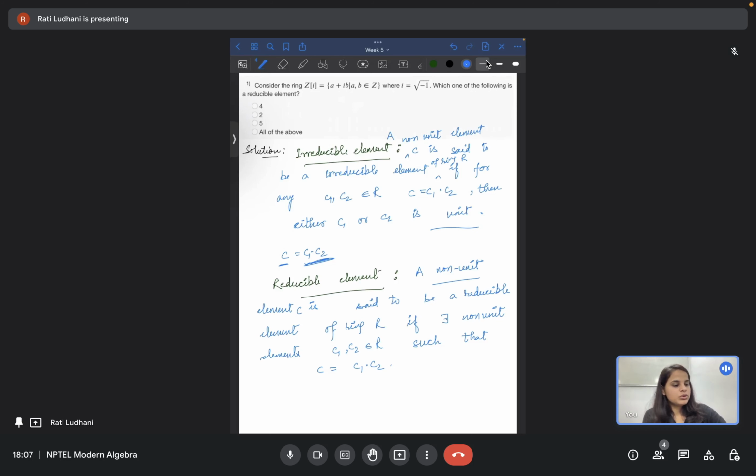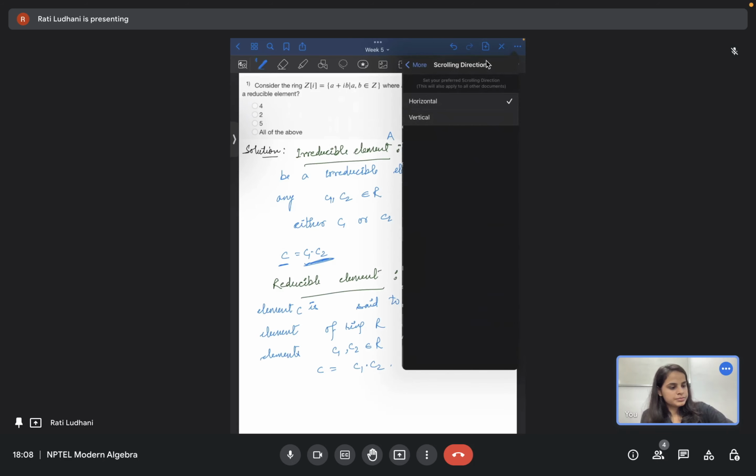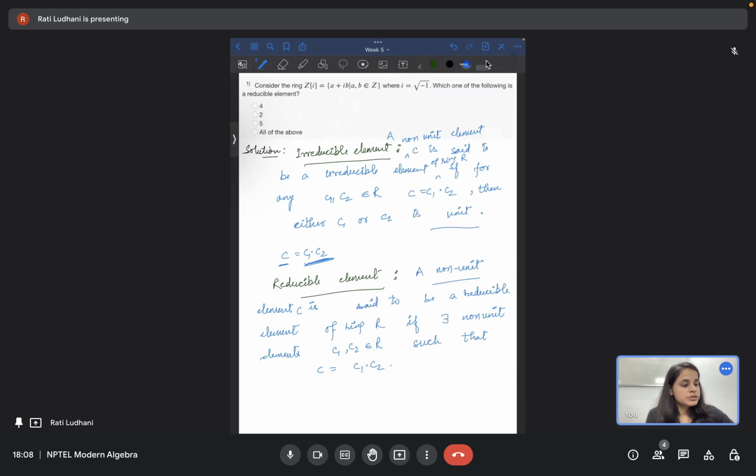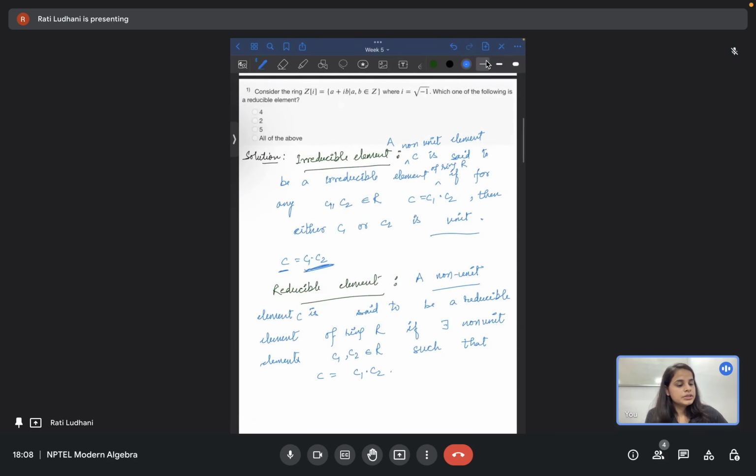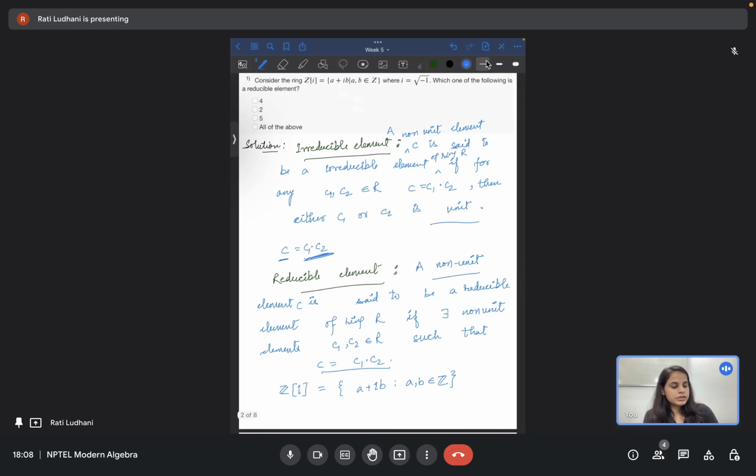So let's see what you have in your question. Consider the ring Z[i]. This is the ring of Gaussian integers, a plus ib, where a, b belong to Z and i is iota. Which one of the following is a reducible element? Basically, if you can write it like this, where these are non-unit elements, then you are done.